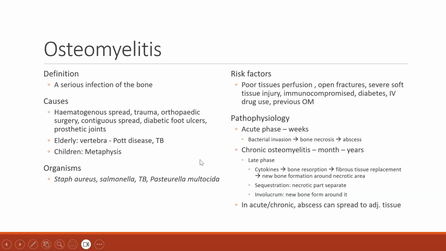Chronic osteomyelitis can take months to years, which is like a late phase. It happens through inflammatory pathways. We get cytokine formation, which can lead to bone resorption, and then fibrous tissue replacement of bone. We get sequestration, which means that the necrotic part of the bone gets separated from the rest. It looks like an island.